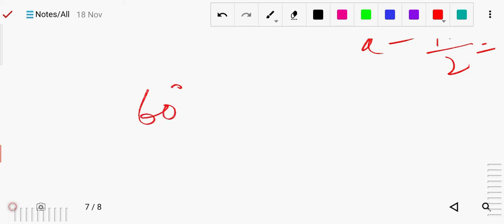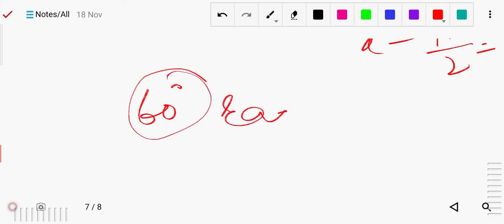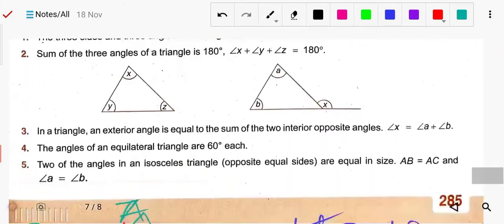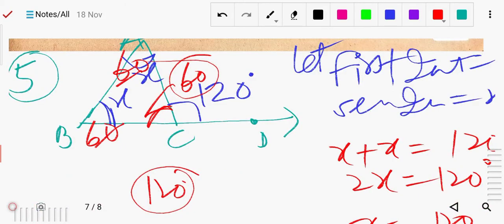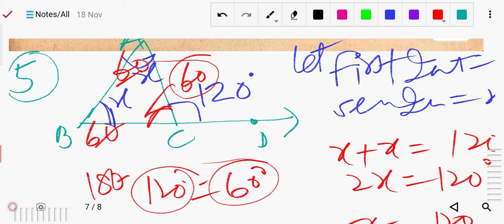So all three angles will be 60 degrees each. These two angles we got as 60 degrees, so 60 plus 60 is 120, and you can subtract from 180, so you will get the third one. So the third one is also the same, 60 degrees.